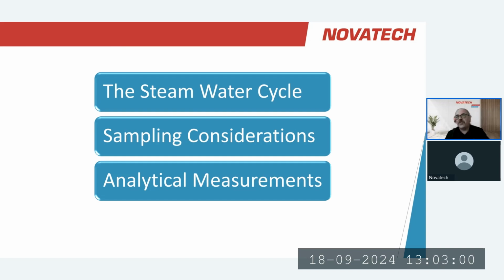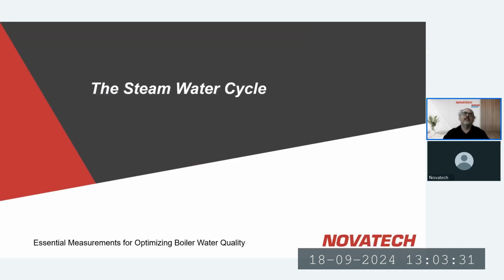We'll then look at sampling itself. These measurements are offline measurements. They're not done directly in the process for a number of reasons, temperature and pressure being the most obvious ones. So we extract the sample from the process, bring it to an analyzer. There's a lot that goes into doing that correctly and ensuring that we get a good measurement and a good result out of it. And then finally, we'll focus on the most common measurements that are done for boiler water applications. So let's get started and talk about the steam water cycle.